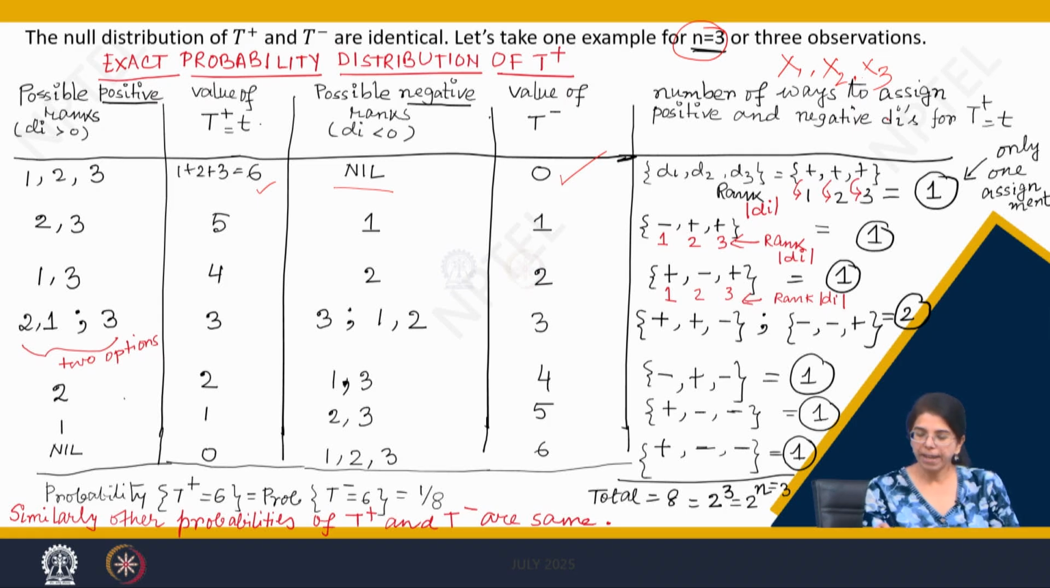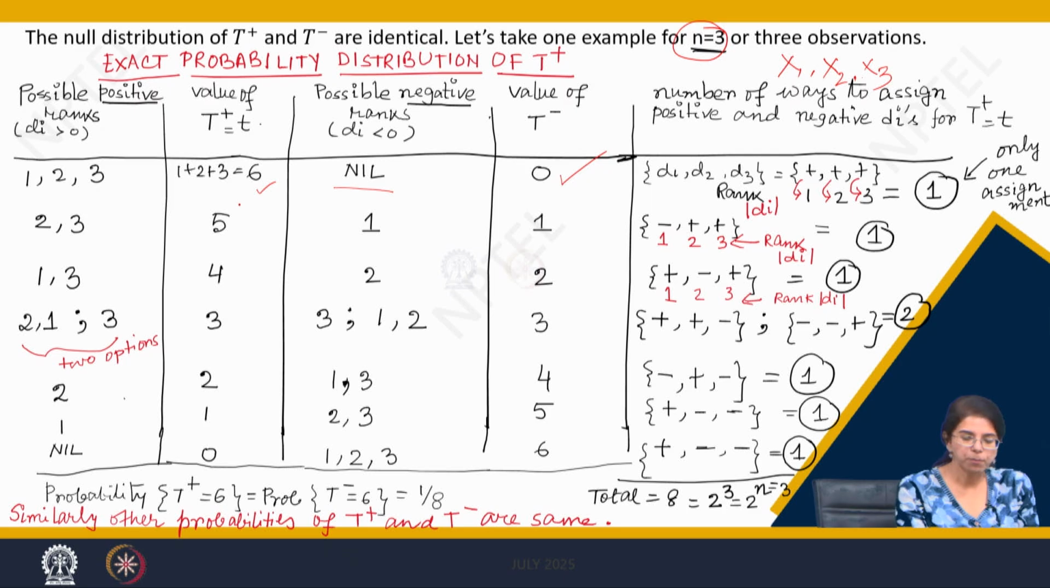So number of ways to assign positive and negative Dis. So D1, D2, D3 all are positive, plus, plus and plus. Okay, plus means positive observation. Only one way you can assign, there will be one option where you will find all of the observations are positive. Is there any other way? No, there is no other way.